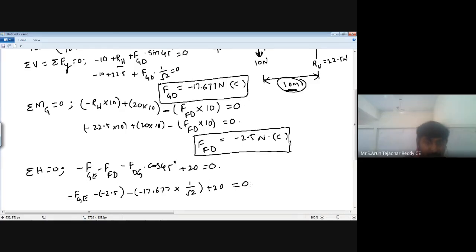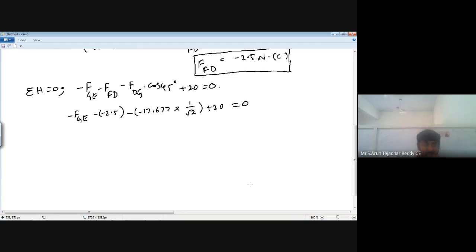So open your calculator, enter these values, then you will get the FGE value. What is the GE value? That is 35 Newton. It means this is positive. You can write it as a tension.